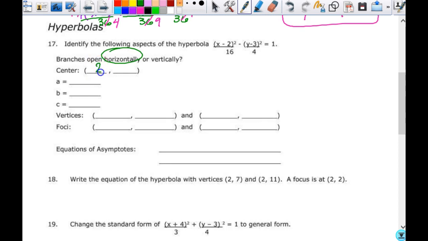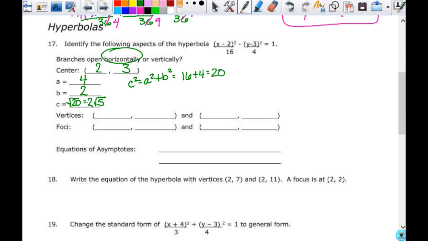My center is positive 2, positive 3. A is the square root of whatever that first denominator is. So the square root of 16 is 4. B is 2. Here, for a hyperbola to find C, C squared is equal to A squared plus B squared, because A is not always bigger. So I'm looking for C, so this is 16 plus 4, which is 20. So C is the square root of 20, which I then simplify and don't put a decimal, simplify to 2 square root of 5.